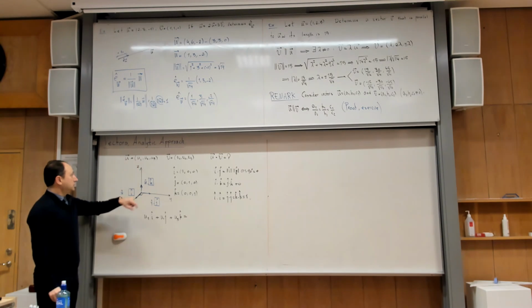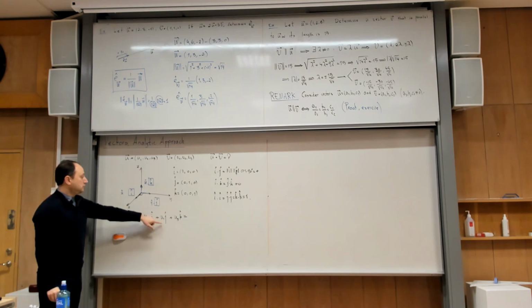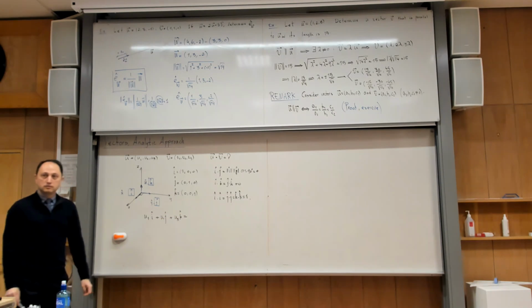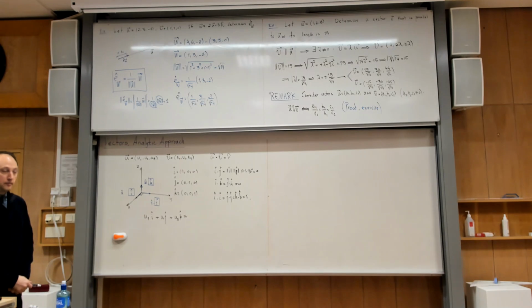Take the first component, multiply by i, second component by j, third component by k, and add them. What do I get at the end? You can do it in your head. Yes? The vector u. Do you get the vector u back?